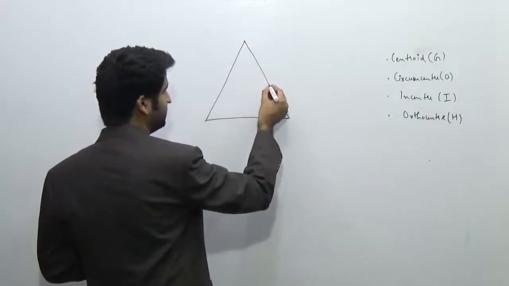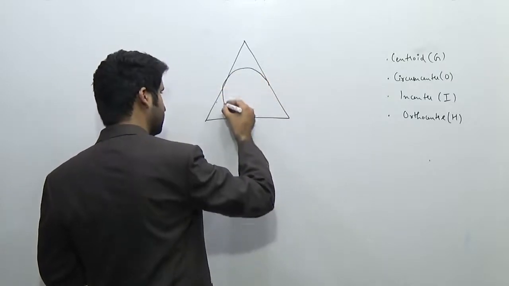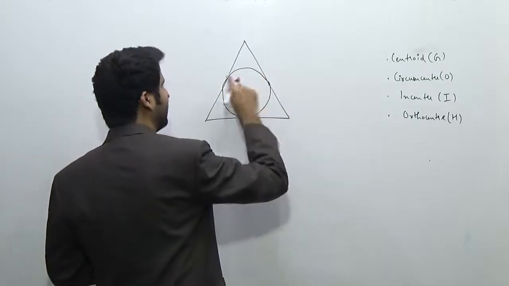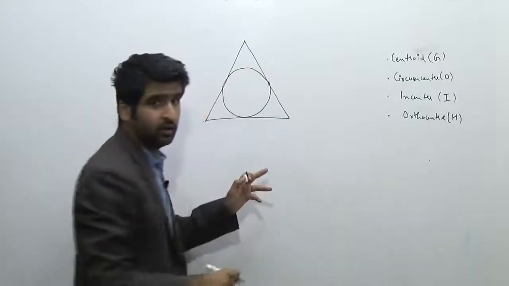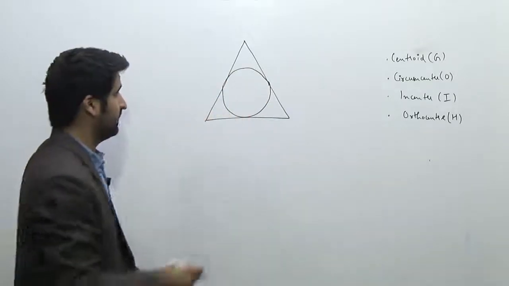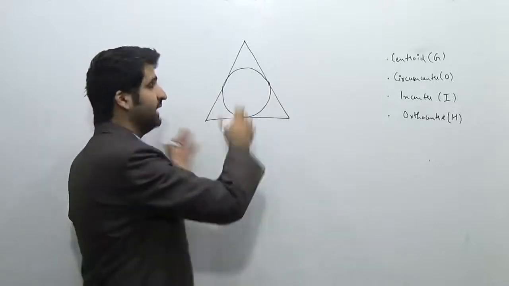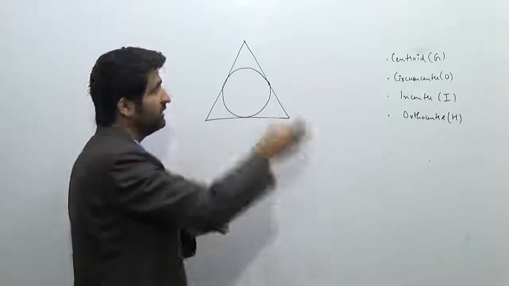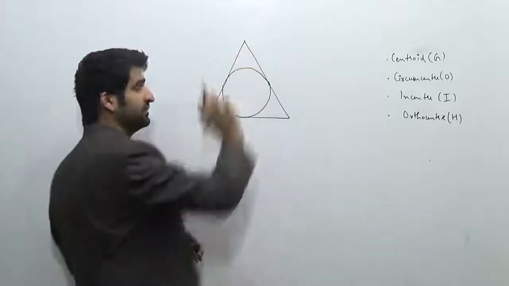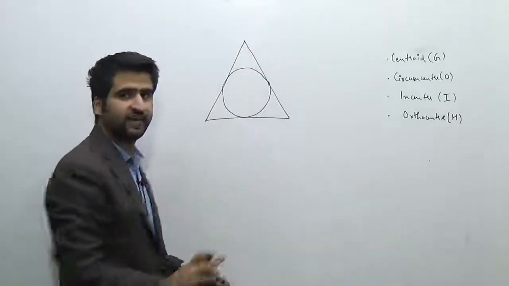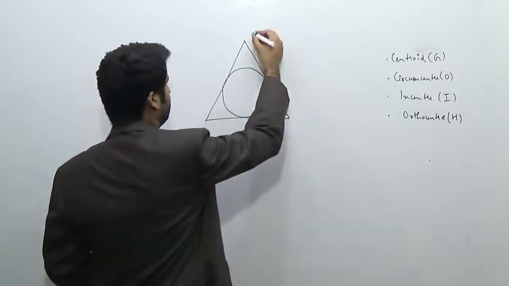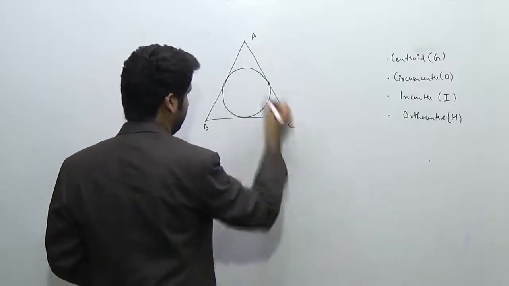Now incenter is the center of the circle which is inscribed inside the triangle. Now see the difference. This circle is inside the triangle, while that circle, the circumcircle, was outside the triangle, touching all the vertices. Now this circle is touching all the sides. Understood? So these points are A, B, C.